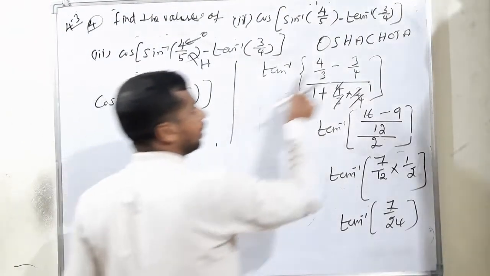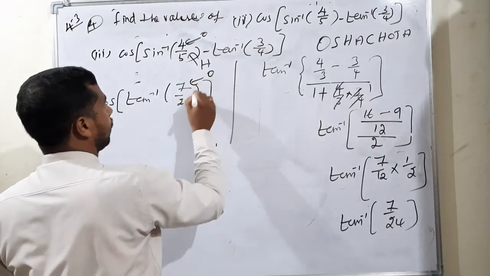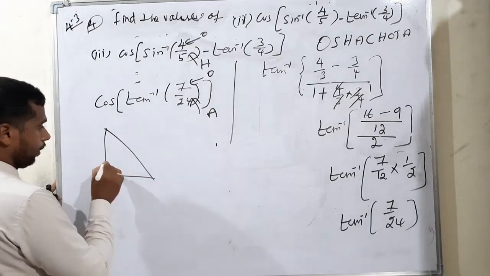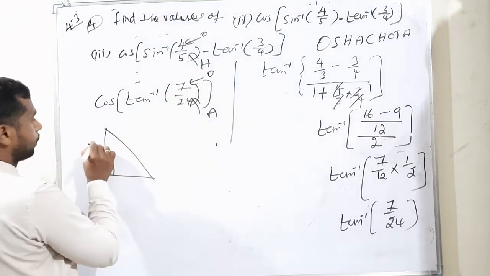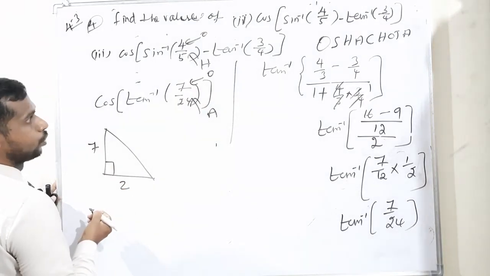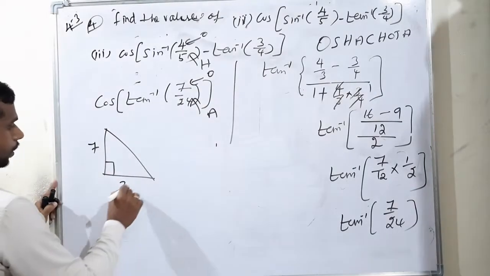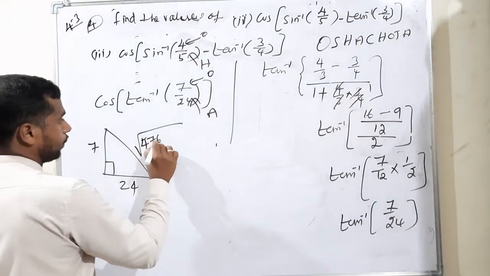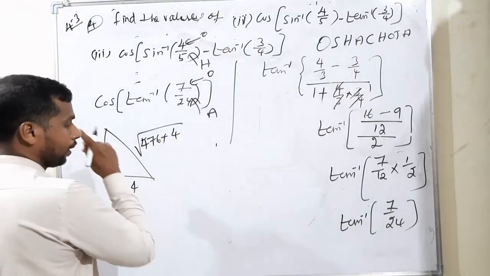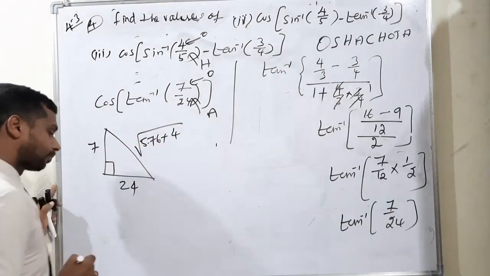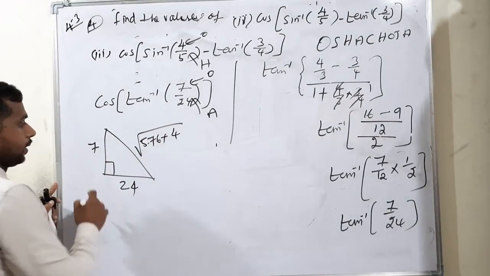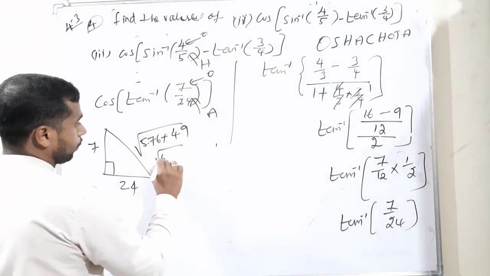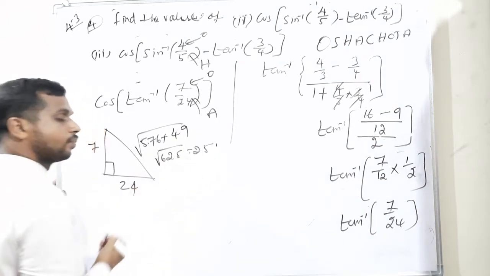What is the meaning of tan? Opposite divided by adjacent. This is called opposite, this is called adjacent. Draw a right angle triangle, hypotenuse value unknown, opposite value is 7, adjacent value will be 24, isn't it? Now hypotenuse: 24 square means 576, plus 7 square means 49. So 576 plus 49 means square root of 625. This is a perfect square, 25.